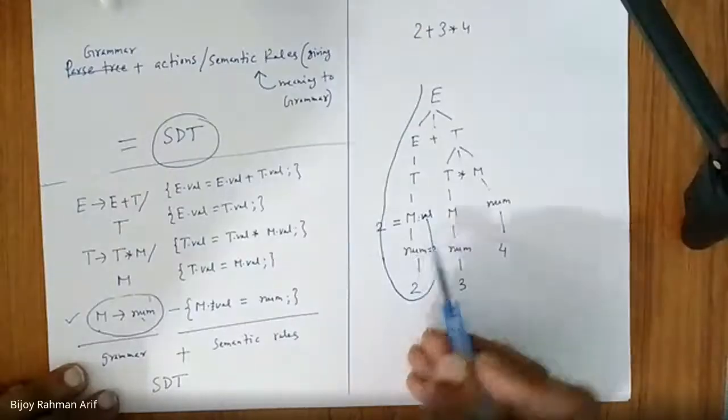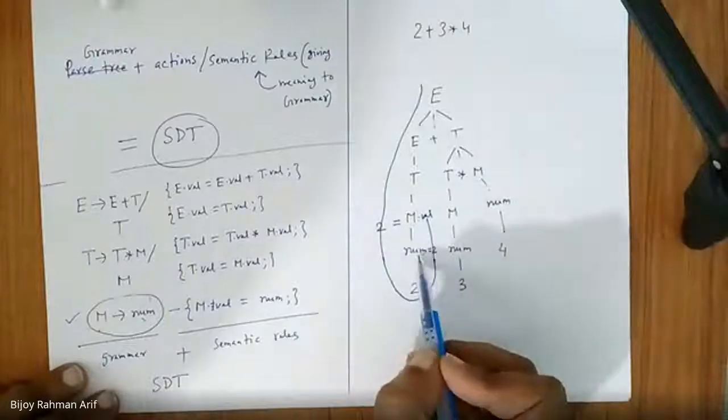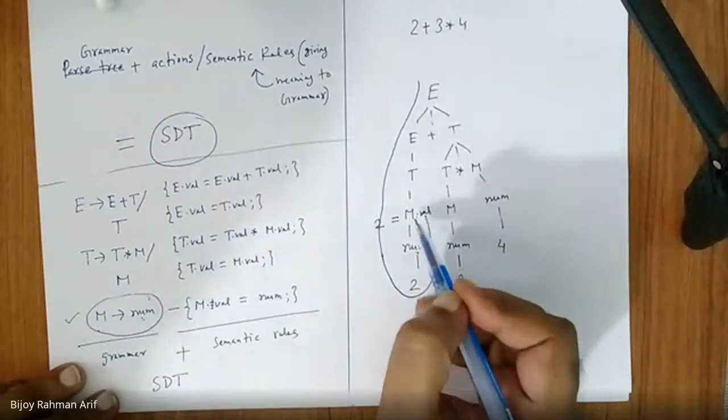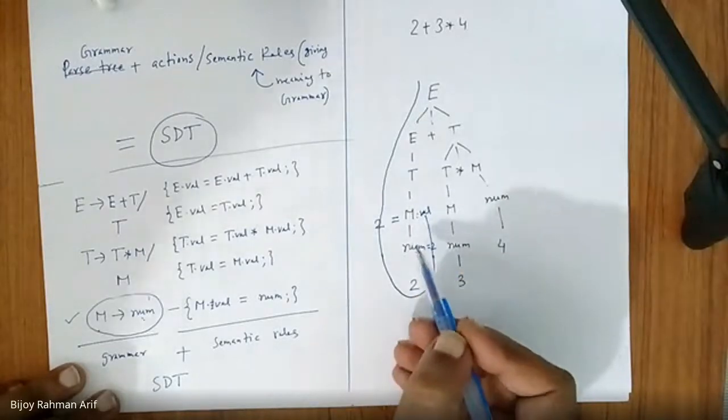Whenever we are traversing this tree and we encounter this num, then just one level up we encounter M. So this is a reduction. Am I right?